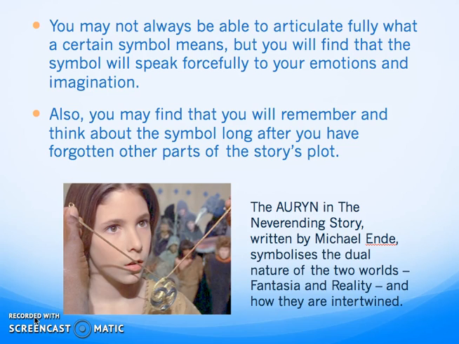Also, you may find that you will remember and think about the symbol long after you have forgotten other parts of the story's plot. For example, the Auryn in The Never-Ending Story, written by Michael Ende, symbolises the dual nature of the two worlds, Fantasia and reality, and how they are intertwined. And you can see that the necklace that Rhue is wearing is a silver snake and a gold snake intertwined, representing the two worlds.